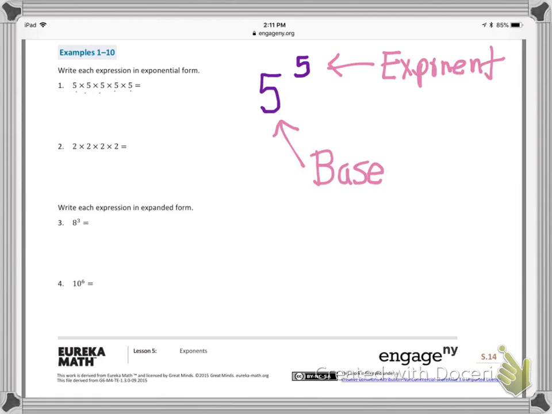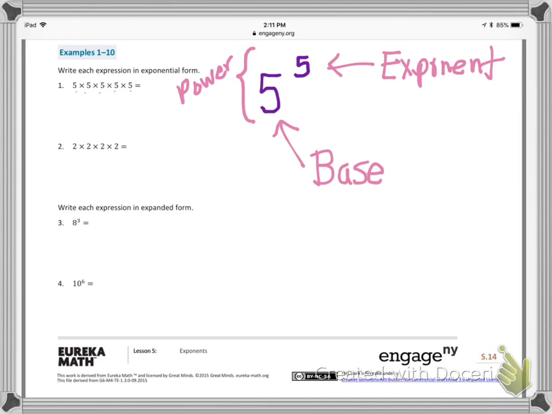And all of this together is called a power. All right, so if you see that word, a power, it just means you're going to use a base and an exponent to write a code to show repeated multiplication. All right, so 5 times 5 times 5 times 5 times 5, that's the number 5. That is your base, and it is repeatedly multiplied 5 times. That is your exponent. 5 to the 5th power is how we would say that.